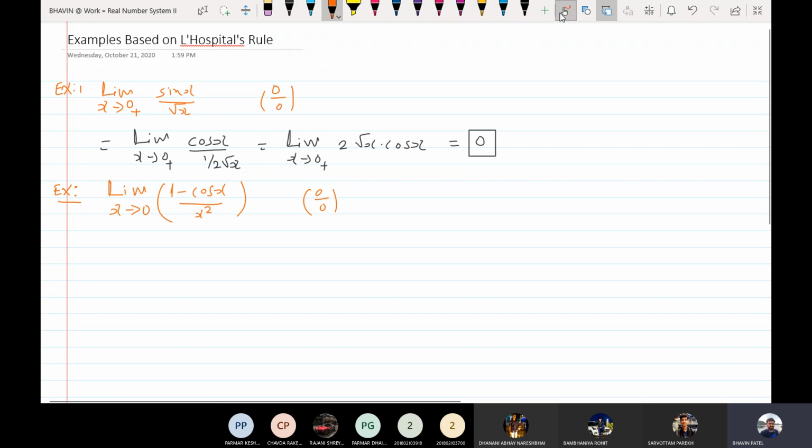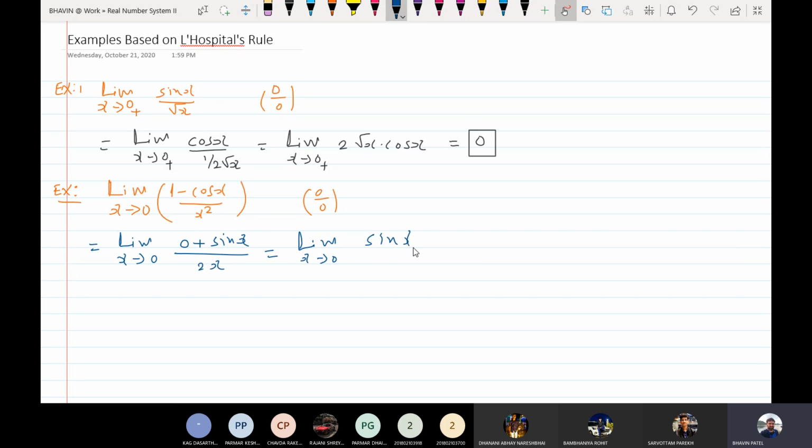So L'Hopital rule can be applied to find out this limit. So this is nothing but limit x tends to 0. What is derivative of 1? 0. This is plus sin x. Derivative of cos x is minus sin x. Now this is nothing but limit x tends to 0 sin x upon 2x. So 2 is constant, so it can be taken outside of the limit. And this is exactly equal to sin x upon x. Now what is limit theta tends to 0 sin theta upon theta? This is always 1. So your answer is 1/2 into 1, that is 1/2.